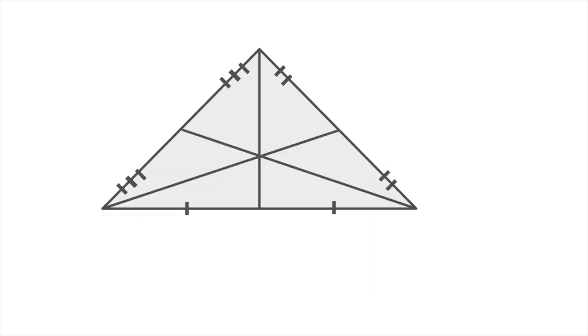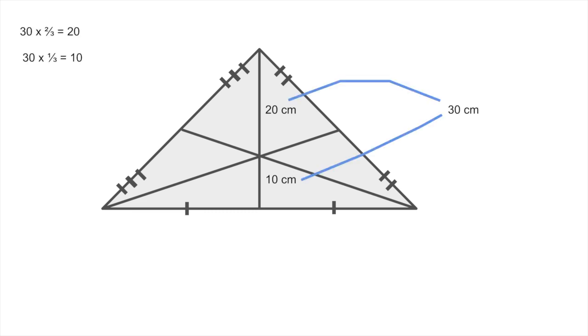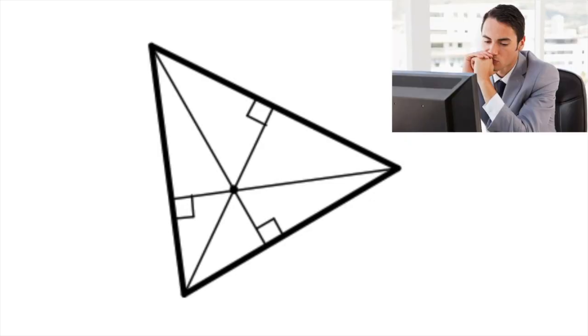A centroid has a special property. When a centroid is formed, it divides a line into a 1/3 and 2/3 ratio. As you can see here, the length of this line is 10 centimeters, and this line measures 20 centimeters, meaning that this entire median measures 30 centimeters. If you don't believe me, try constructing your own centroid and see the measurements. An orthocenter has no properties whatsoever.